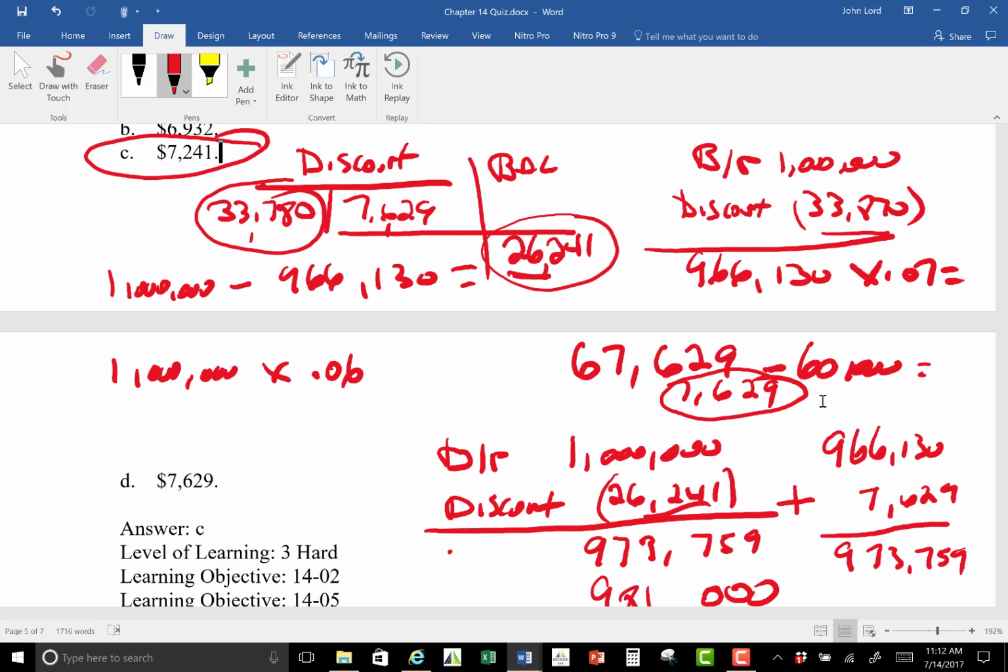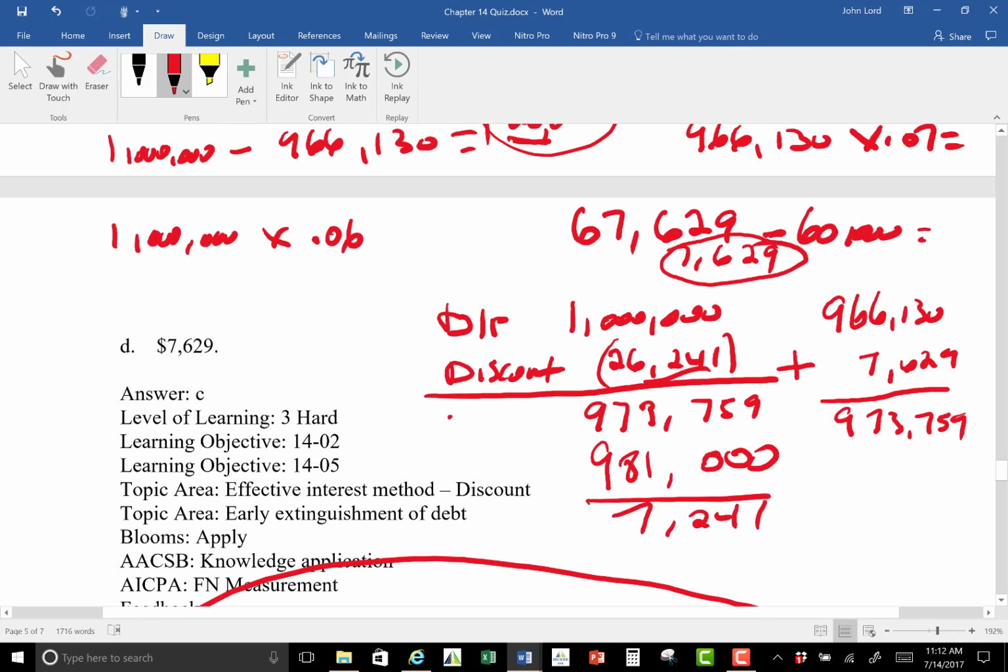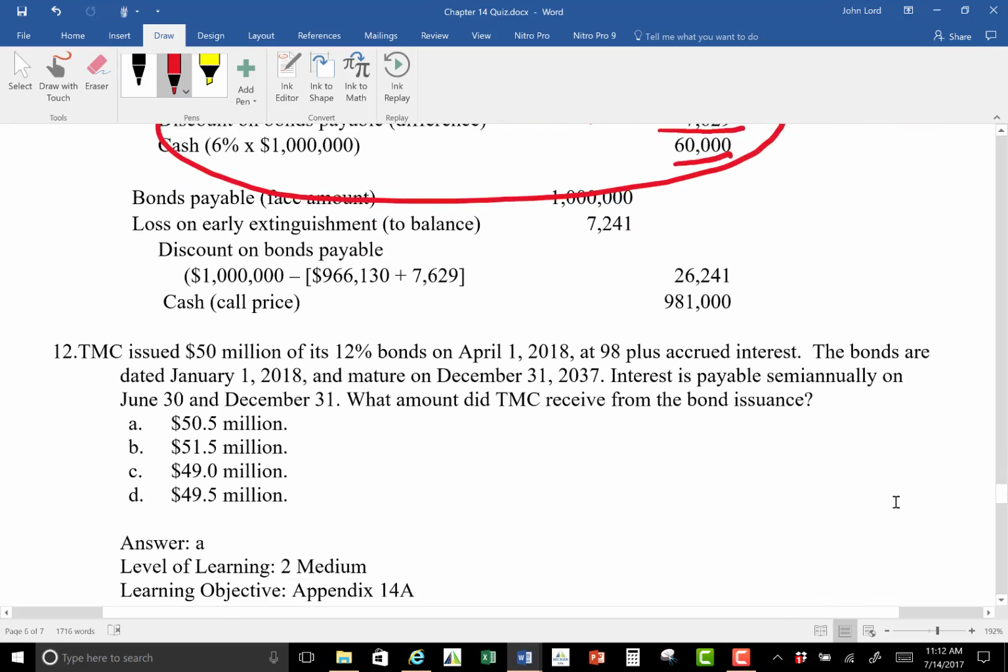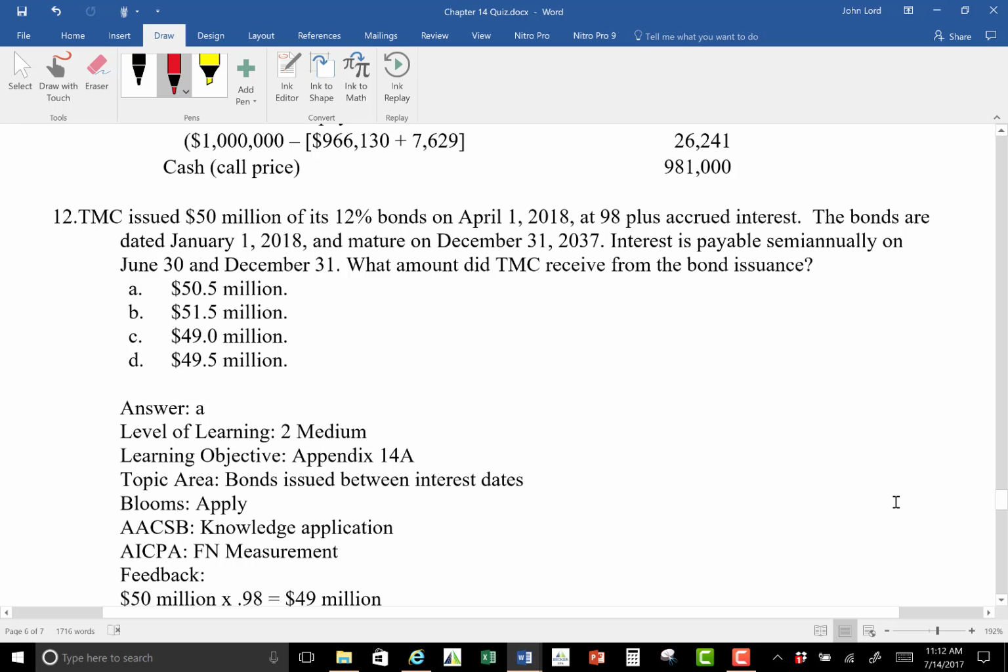Okay, and then that would have given me the new carrying value at the end of that 6 months, the same number, and I would have just gone ahead and subtracted off the cash that I'm paying, and since the cash is more, I'm going to have a loss. If the cash was less, I would have had a gain, right? Okay, good. Now we come over and take a look at the next question down. We've got a couple of questions here dealing with the accrued interest.